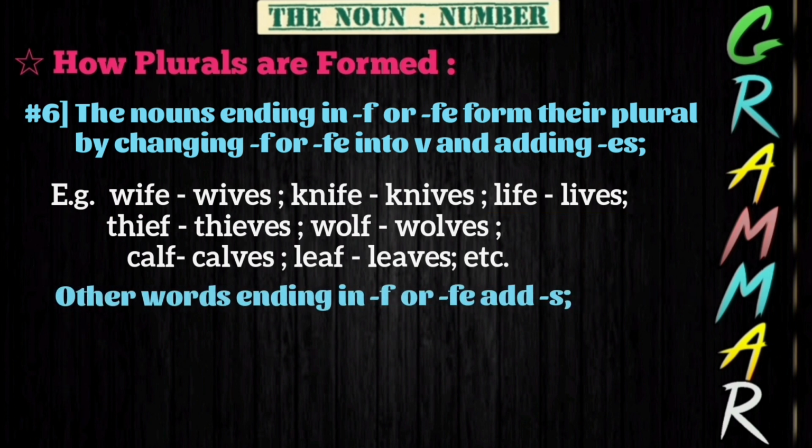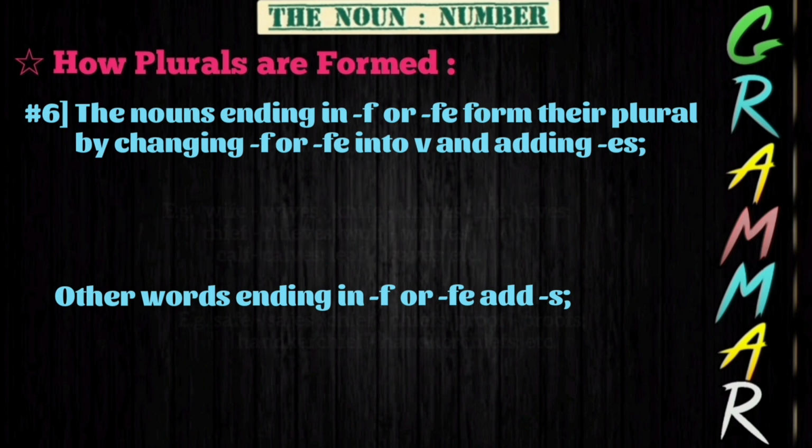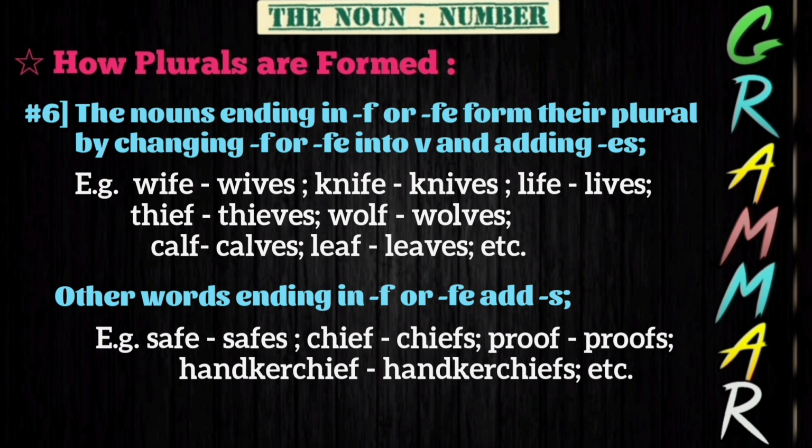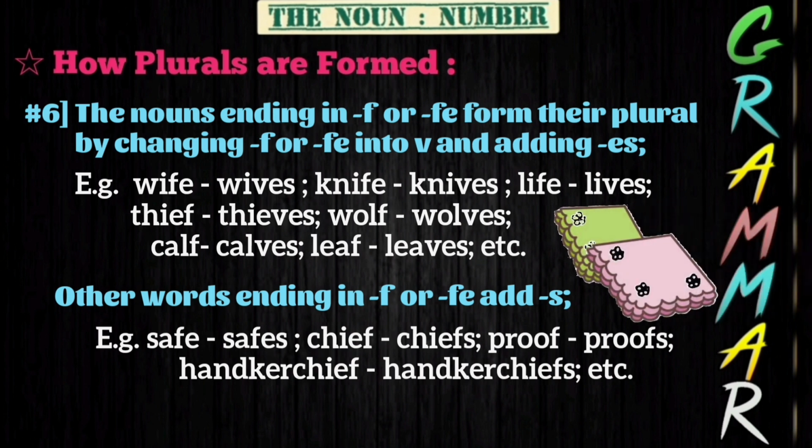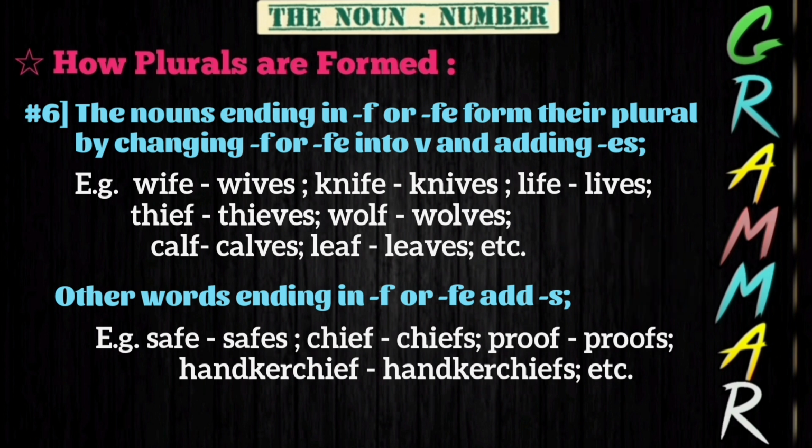Other words ending in F or FE just add S. For example, the plural of safe is safes, the plural of chief is chiefs, the plural of proof is proofs, the plural of handkerchief is handkerchiefs. We are not adding VES here.